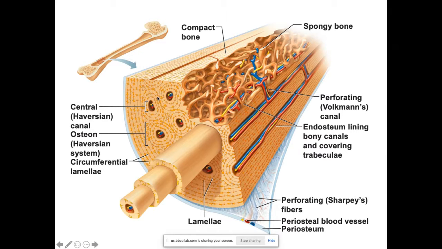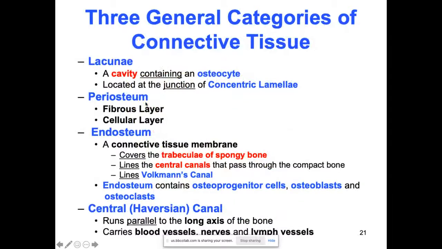And in the compact part, we see these osteons. An osteon, if you look at it, looks like someone chopped down a tree and you're looking at it from a bird's eye view, looking down on it. So this is an osteon: 1, 2, 3, 4, 5, 6. Looks like 8 different osteons that we can see here. The rings going around them are called concentric lamellae.